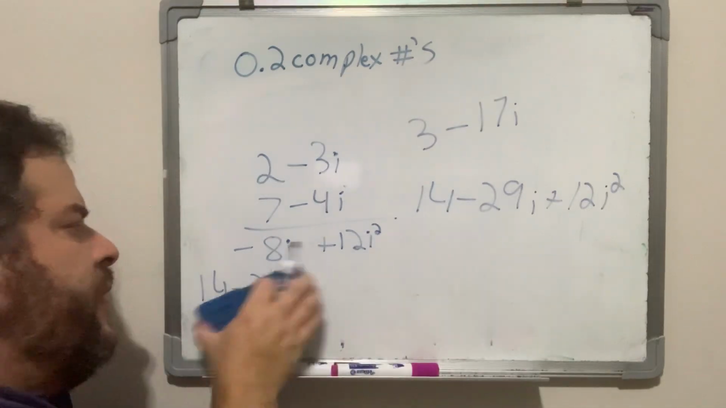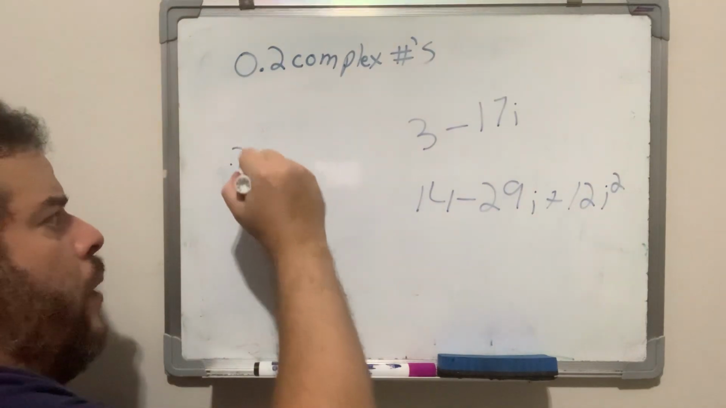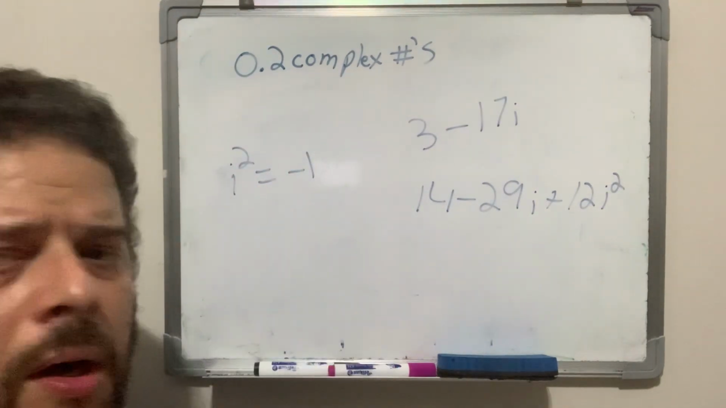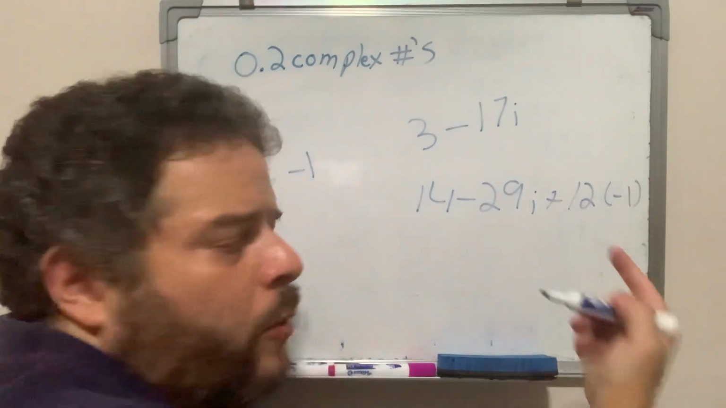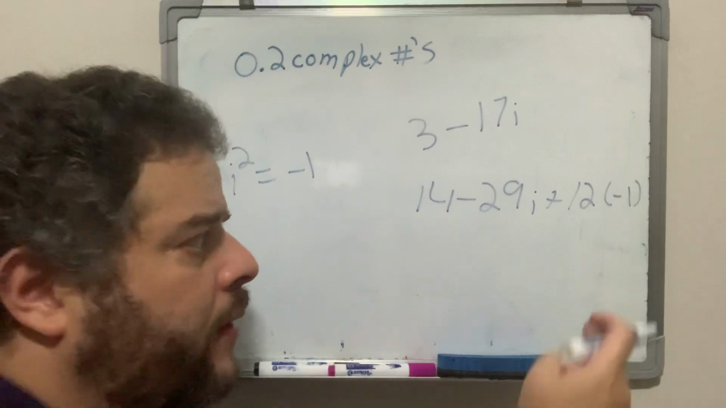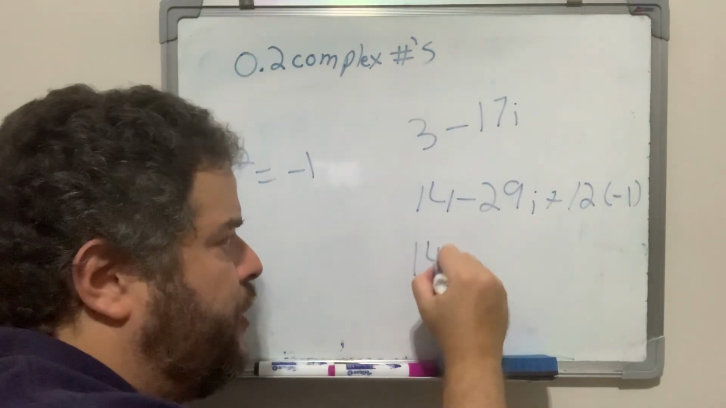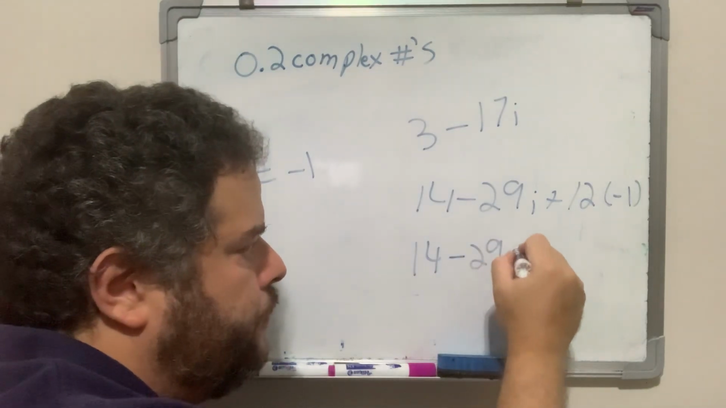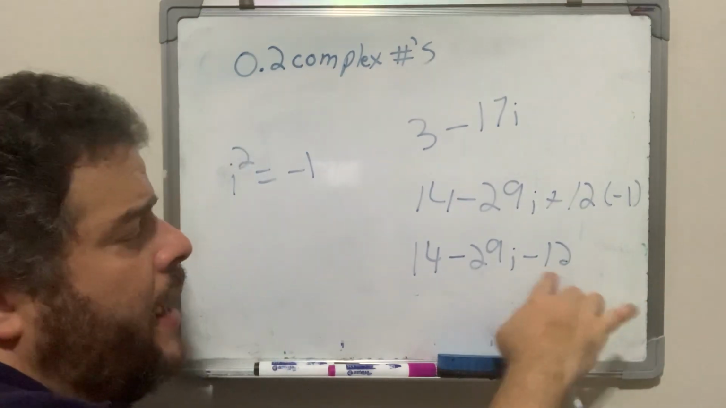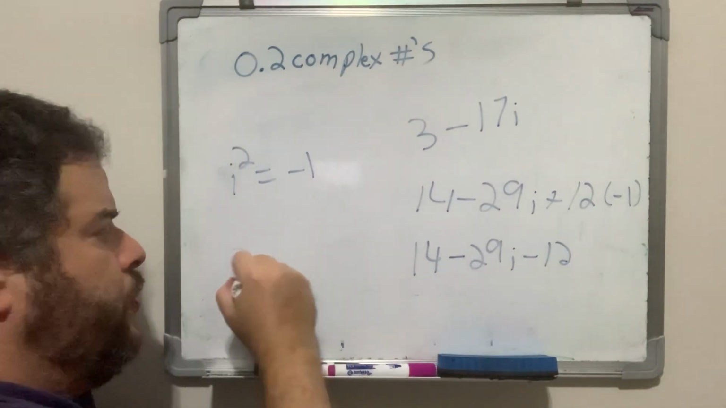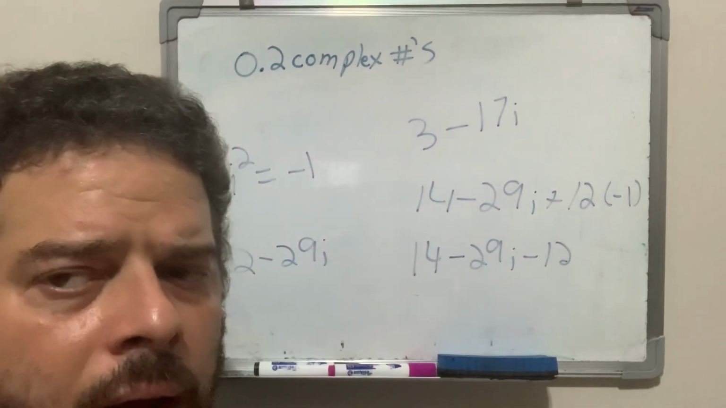Remember, in the previous video, we saw that i squared is the same thing as -1. So I'm going to turn this i squared into a -1 that will multiply the number that was together with it. So +12 times -1 is -12. So this expression actually becomes the following: -12. Now I join like terms, and I'm left with 14 minus 12, 2 minus 29i. It looks like a complex number.